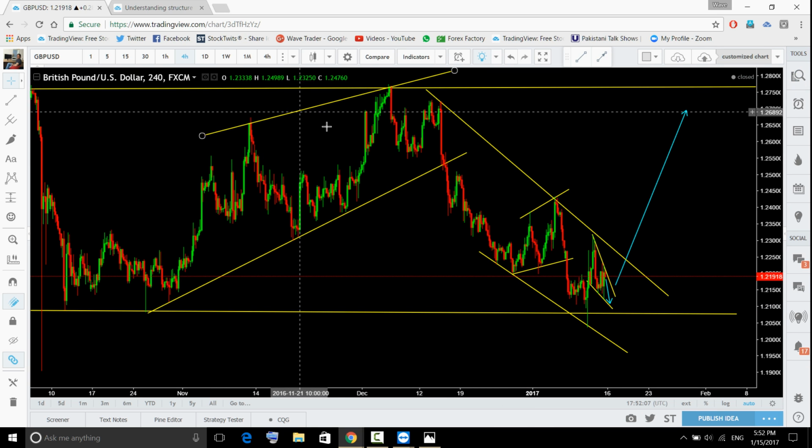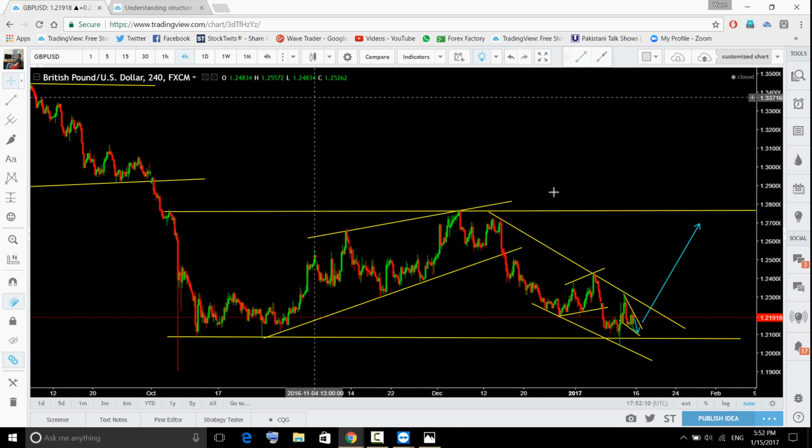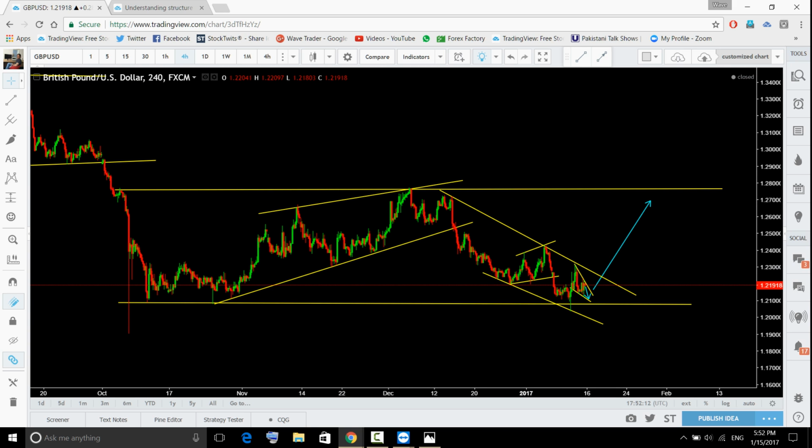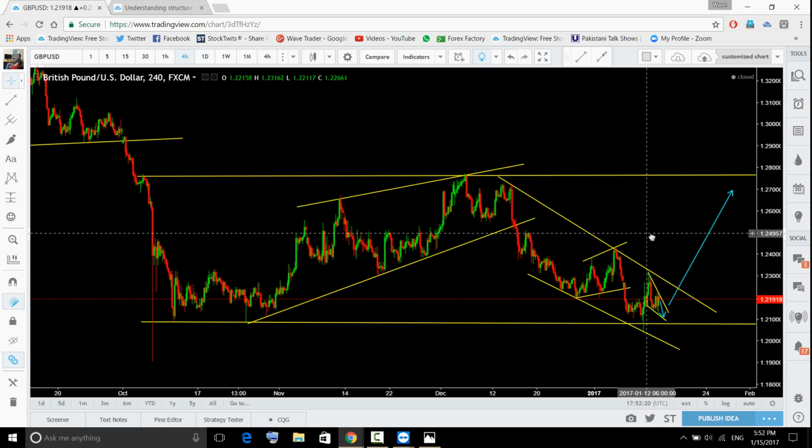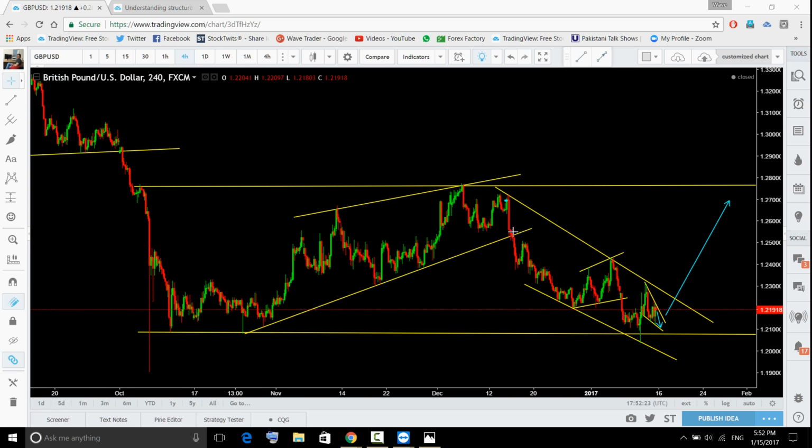GBP/USD formed an impulse last week, so it will break to the upside very soon. We can see this move is not an aggressive move. Okay, so it will break to the upside. We can see nice price action here. If pound starts to rise against the dollar, then it will rise against other pairs as well.